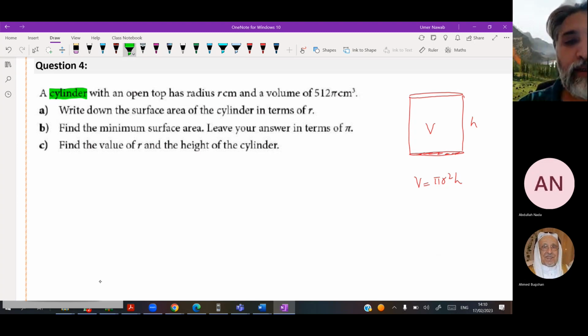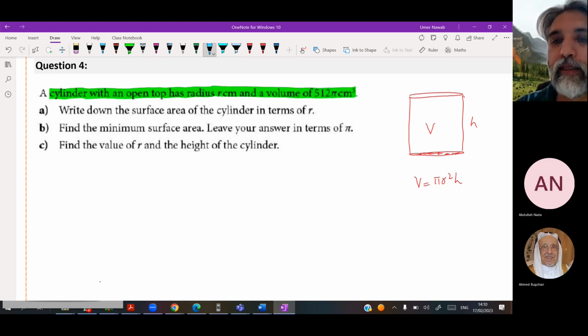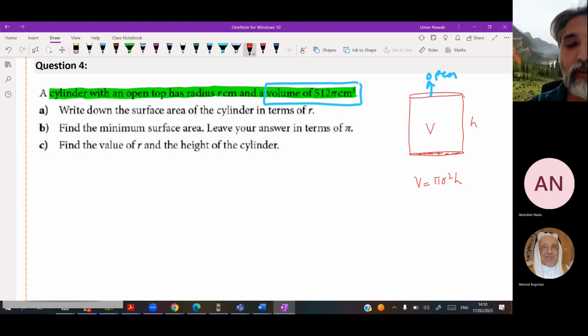The examiner says that there is a cylinder with an open top. Open top means there is nothing here. This is open, so it looks like he will talk about surface area. Let's see what happens. He said that the volume is this. If the question gives the volume, I need to write the volume of a cylinder. So the volume of a cylinder is pi r squared h.